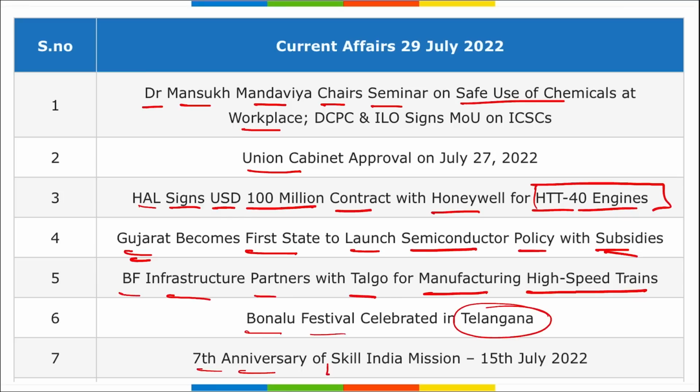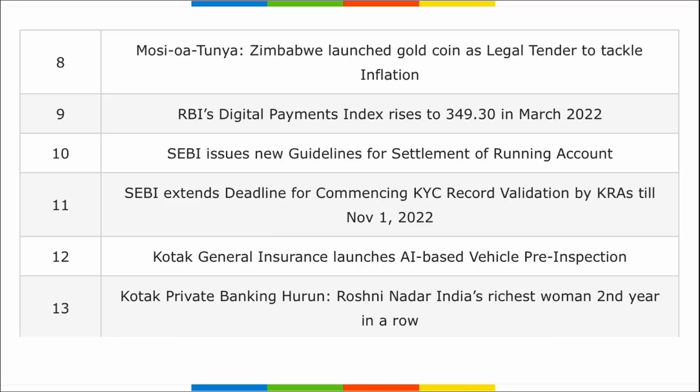7th anniversary of Skill India mission was completed on 15th of July 2022. That means Skill India mission was launched on 15th of July 2015. Next is Mosi Ua Tunya. This is the name of the gold coins that were launched as a legal tender to tackle inflation in Zimbabwe. Highly important. And 2000 such coins will be distributed to commercial banks.